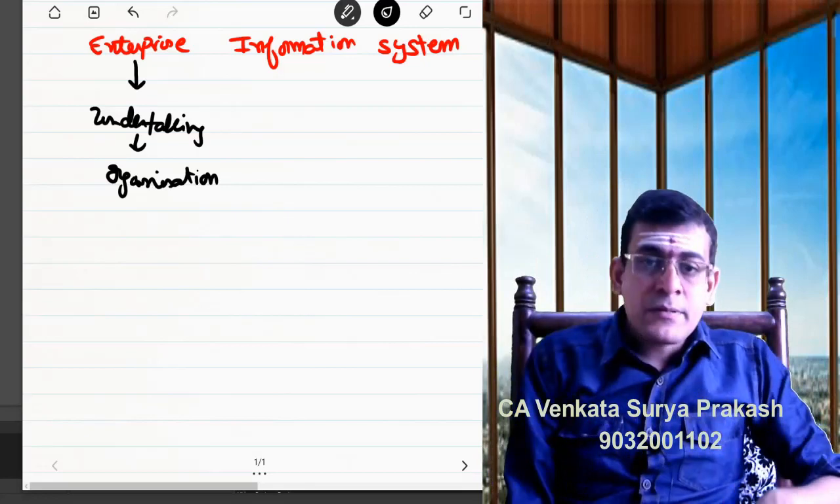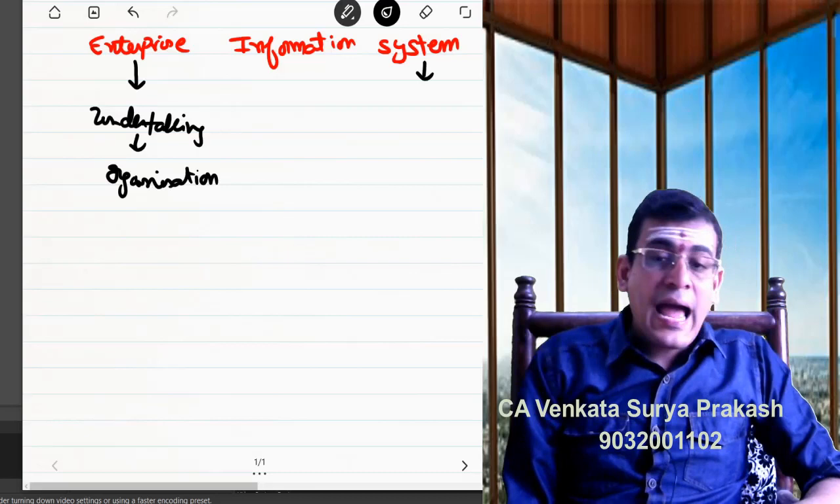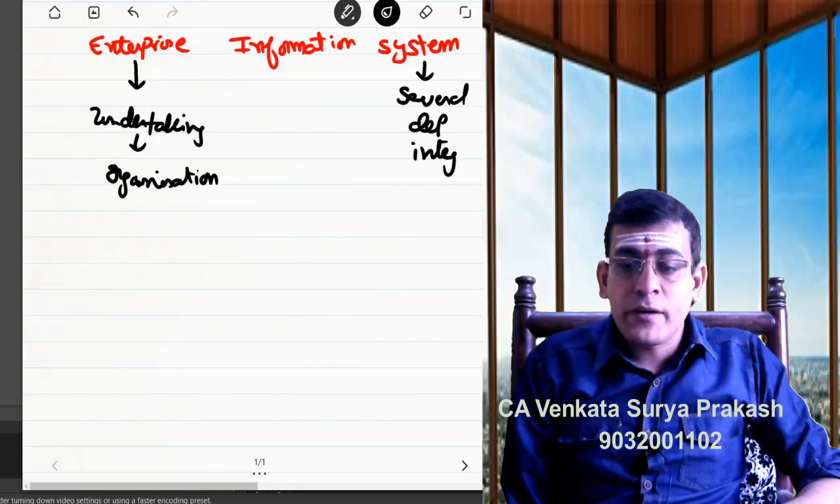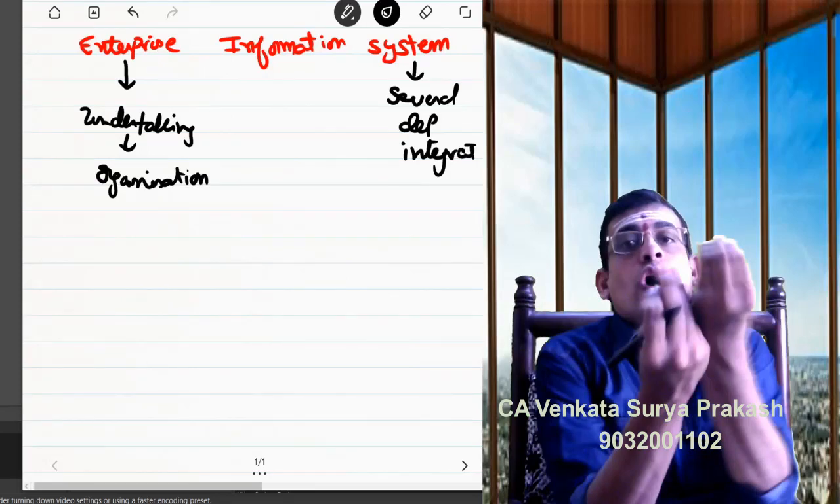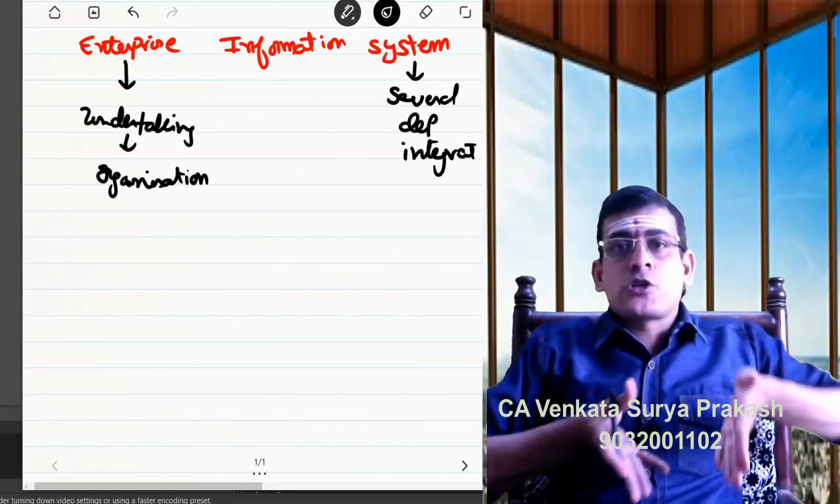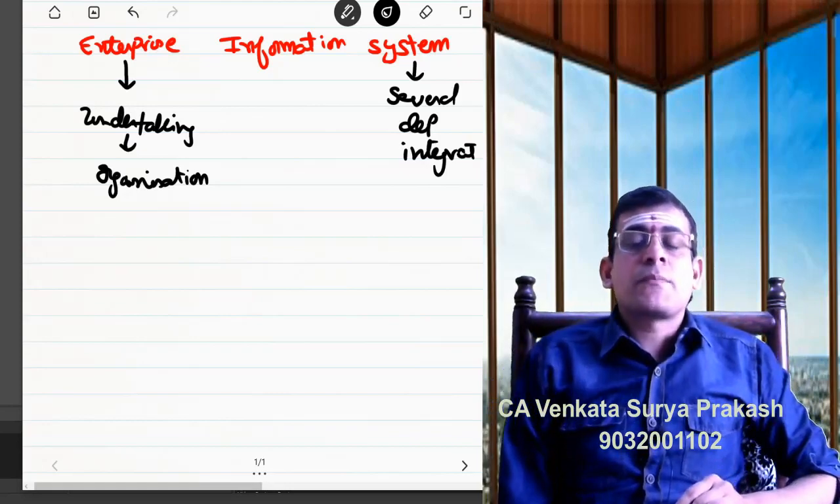Now system can be defined as several departments integrated. What is the meaning of integrated? Several departments joining together. When I join them together, how will I be joining? There should be some sort of process, some sort of procedures, some sort of control. All these things come as a part of your system.